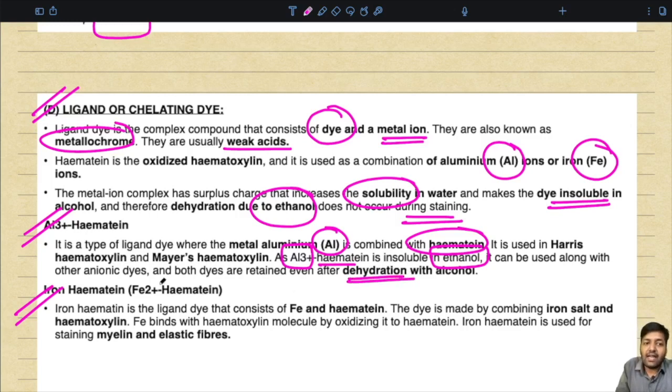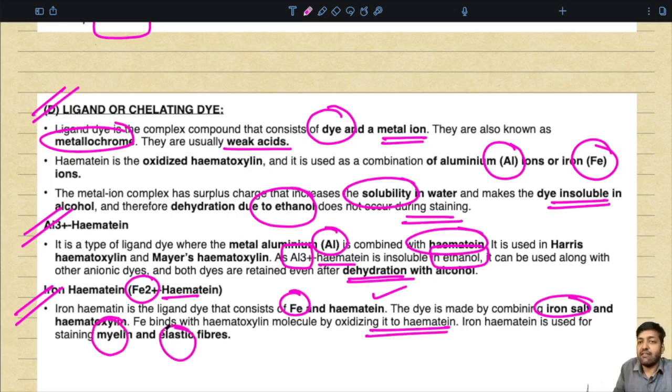Then we have iron hematine, that is Fe+2 hematine. It is the ligand dye that consists of iron and hematine. The dye is made by combining iron salt and hematoxylin. Iron binds with the hematoxylin molecule by oxidizing it to hematine. Iron hematine is used for staining myelin and elastic fibers.